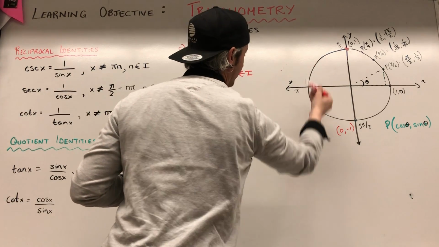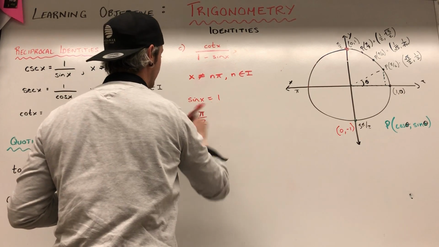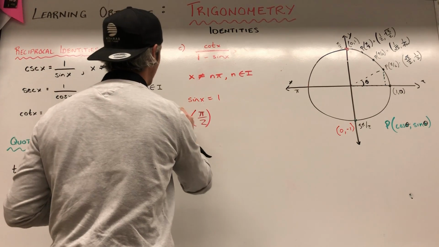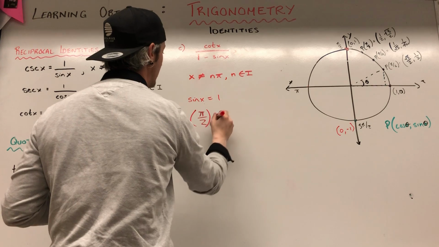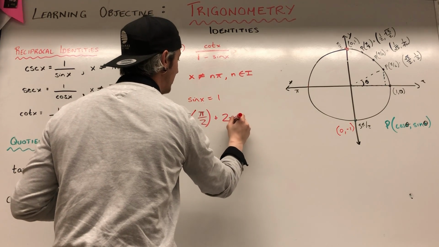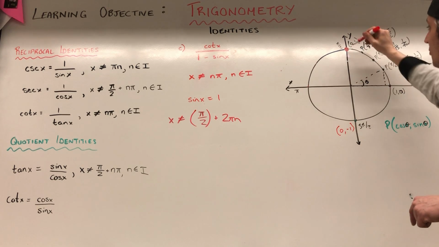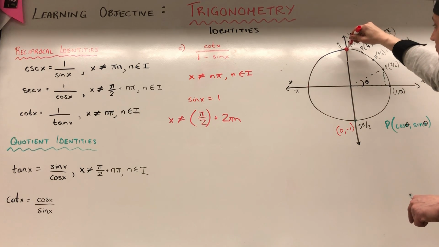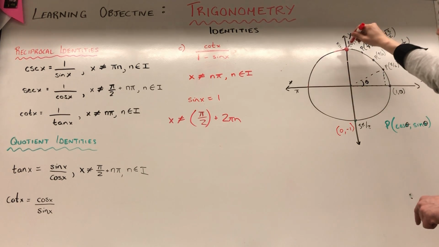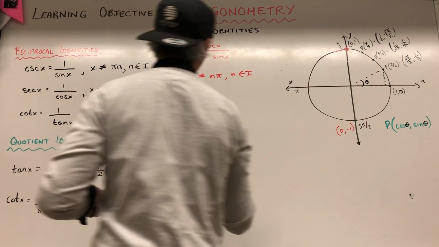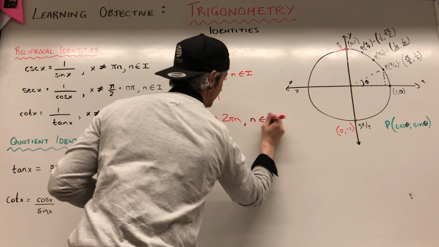Or pi over 2 plus 2 pi. So x cannot equal pi over 2 plus any multiple of 2 pi. That will bring you back to this point, because it's only on the north point, the positive y. So it's any multiple of 2 pi, where n is an element of the integers.